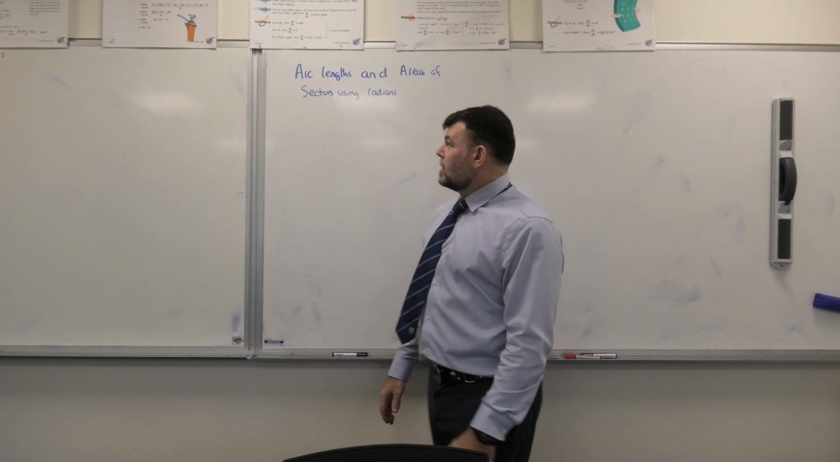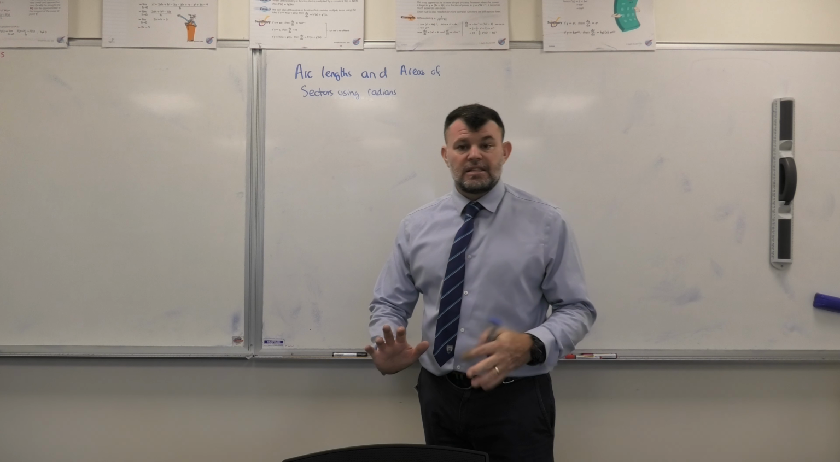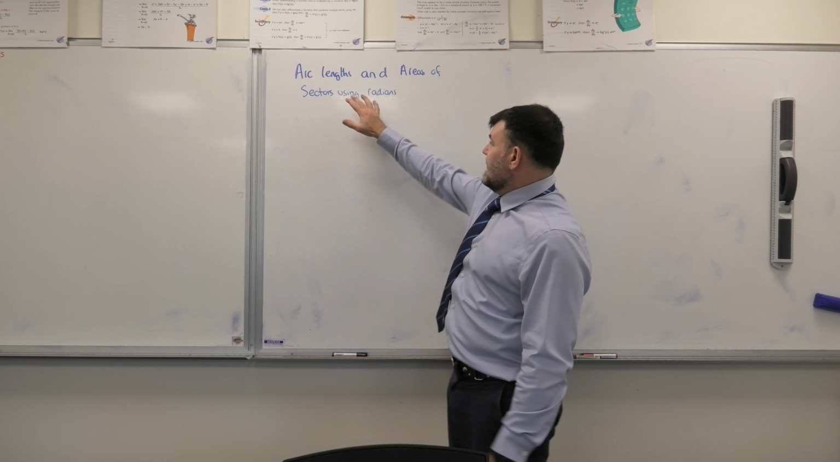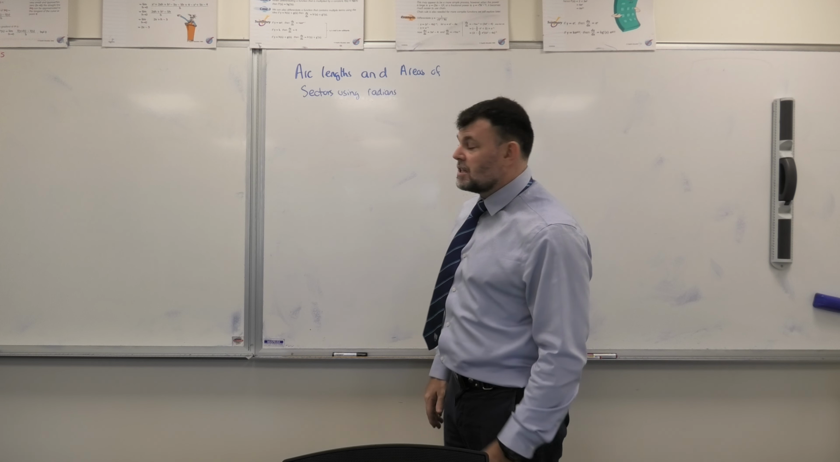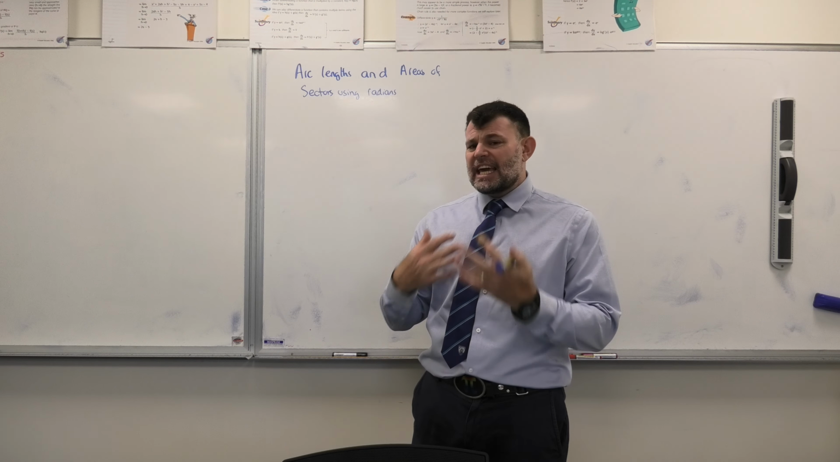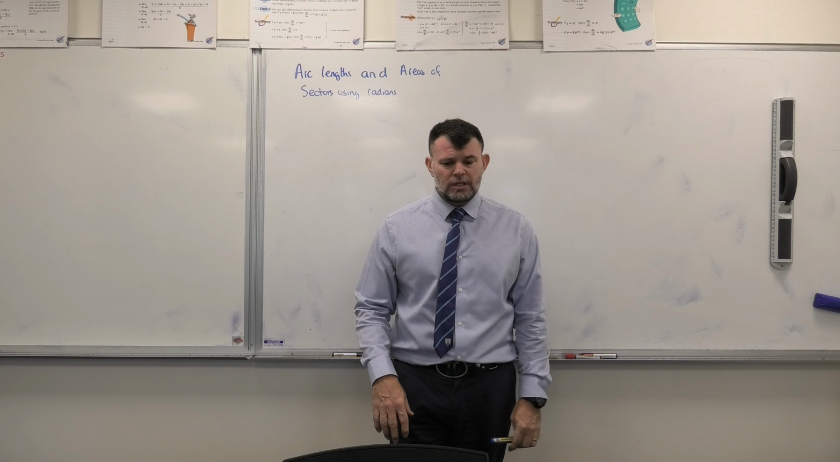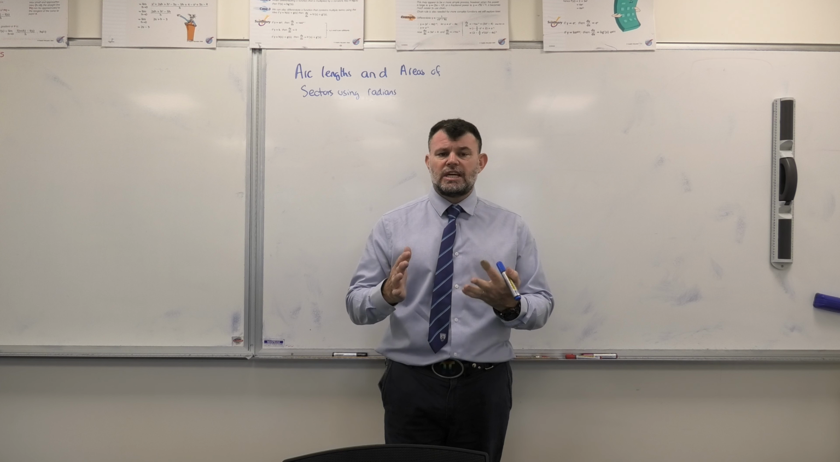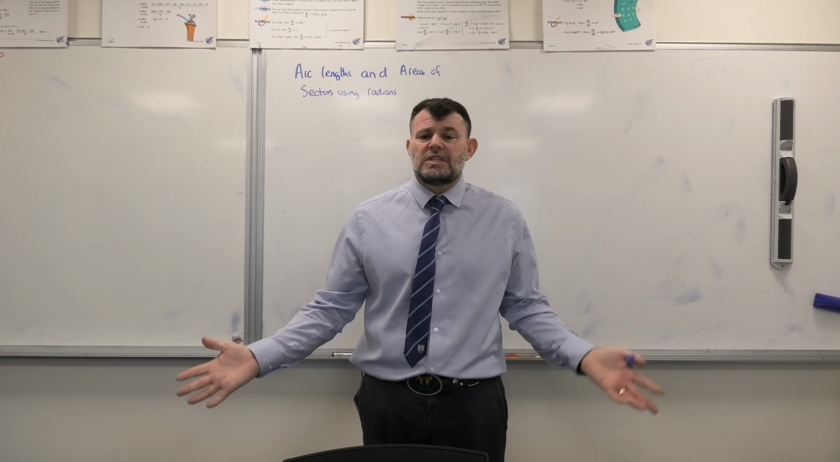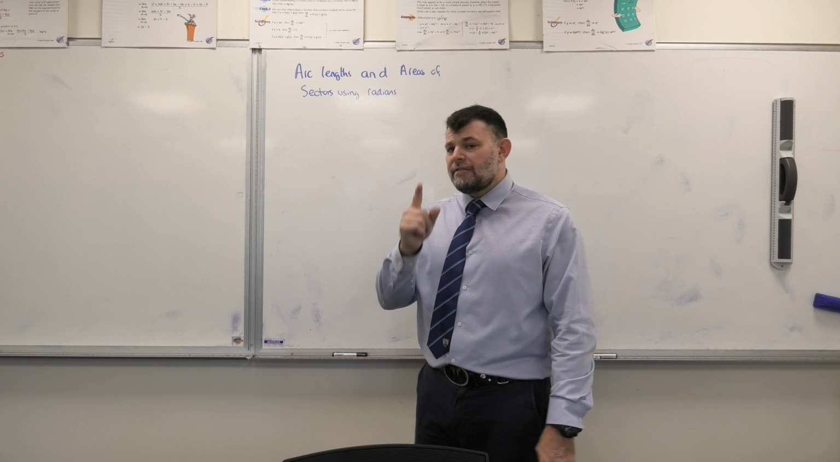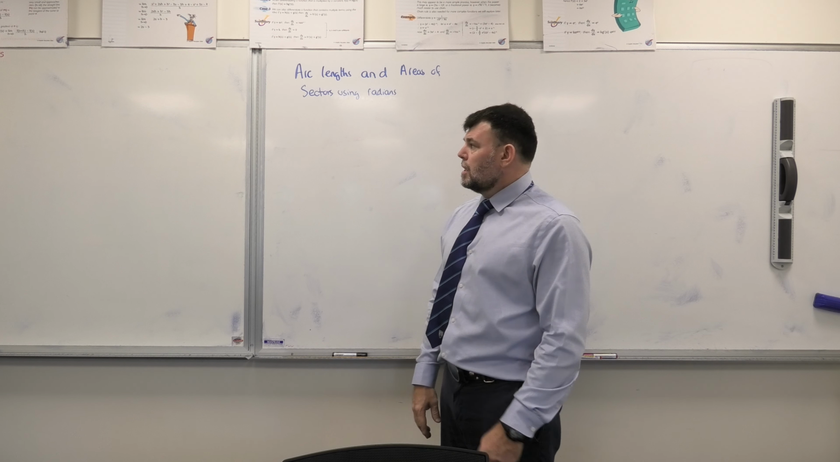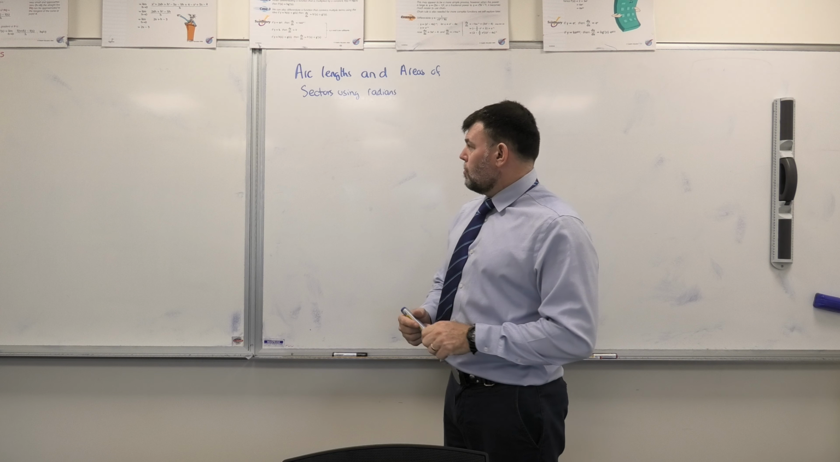G'day. We're looking at radians again today, and we're looking at the arc lengths and areas of sectors using radians. So it can be a little bit tricky. Sometimes if you've looked at the formula sheets in your textbook, they look kind of strange. I've never seen these kinds before. However, you have come across them. So what have you come across?